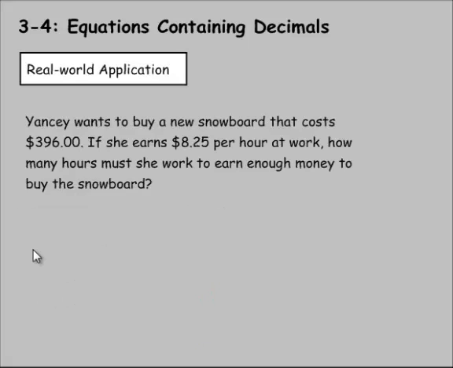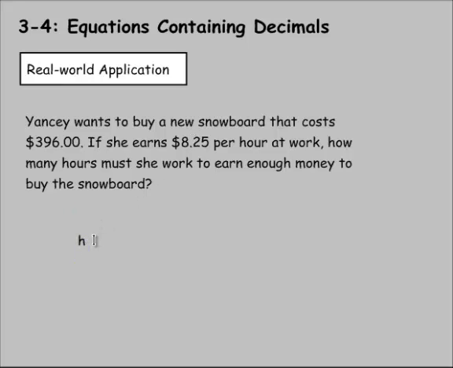Let's do a word problem then. Yancy wants to buy a new snowboard that costs $396. If she earns $8.25 per hour at work, how many hours must she work to earn enough money to buy that snowboard? So we need to find hours, right? So H for hours. How much money does she earn per hour? That'd be $8.25. So if she worked 2 hours, it would be 2 times $8.25. If it was 3, it would be 3 times $8.25.